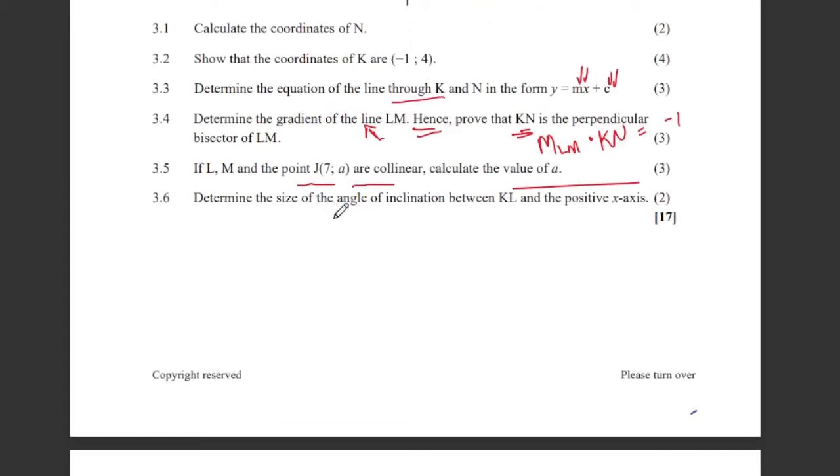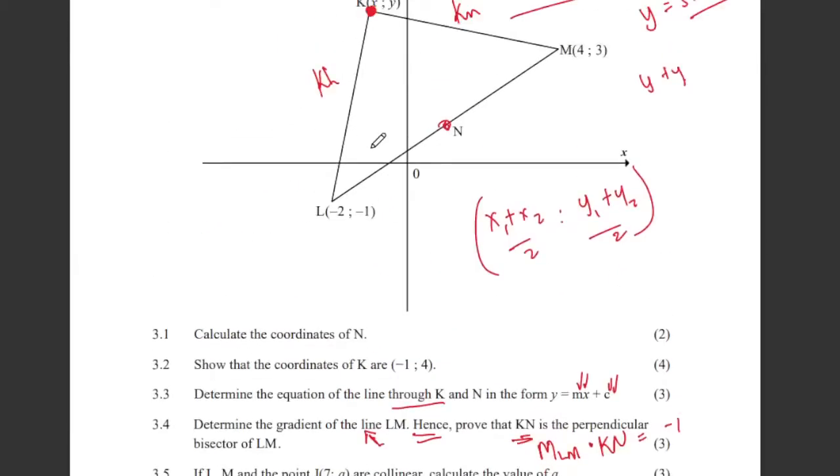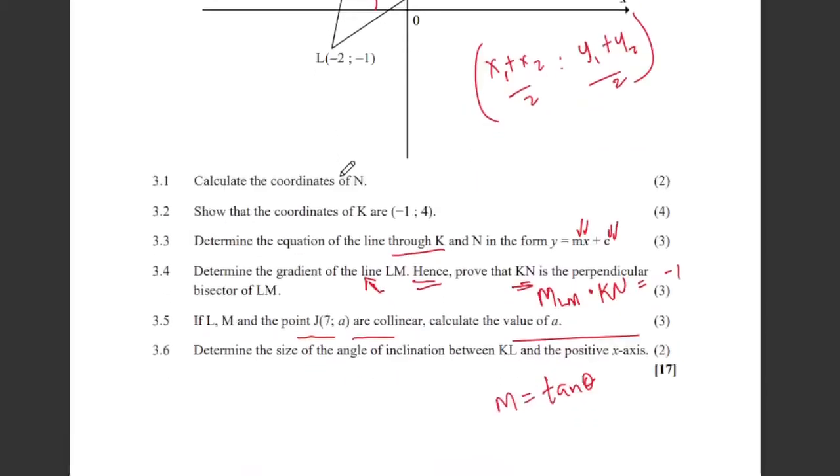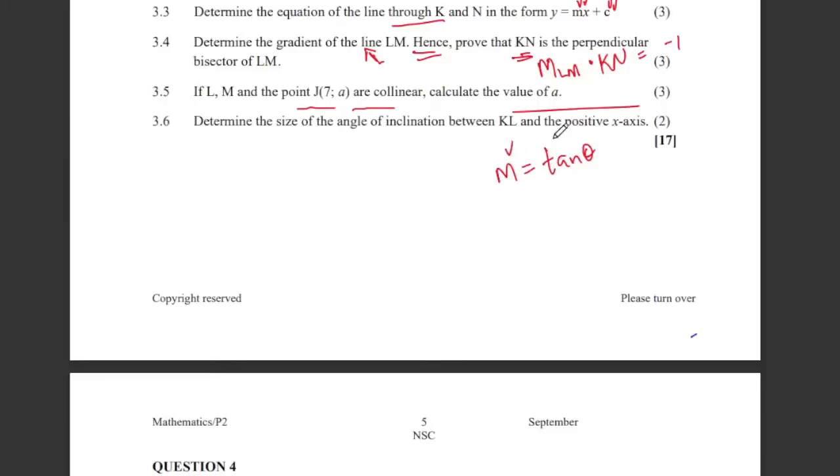Okay, then the size of the angle of inclination. So when we have angles of inclination, we have m is equal to the tan of theta. Okay, if theta is our angle of inclination between the x-axis and that line. Okay, we normally prefer using the positive x-axis. So this angle is what they want. So remember, for you to get that angle, you need to know the gradient. Okay, so we can say theta will be the arctan of the gradient of that line.